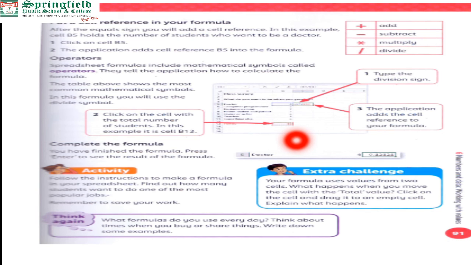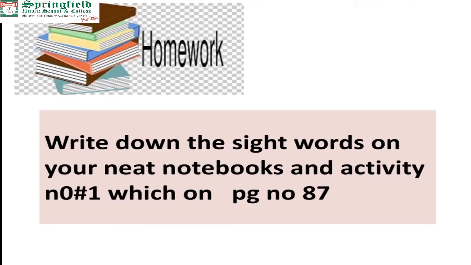When we complete the formula, we press the enter key and our formula will be applied on the current active cell. Now your activity number 3: follow the instructions to make a formula in your spreadsheet. Find out how many students want to do one of the most popular jobs. Make the table in this way and enter the data. Then in total, select it, press formula and apply the percentage formula there.